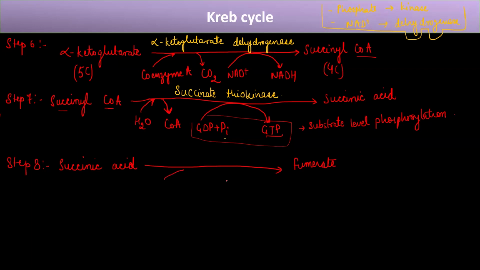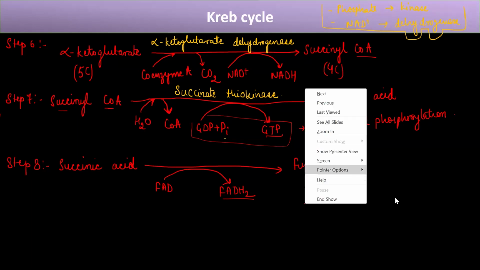And it utilizes FAD. Like I said in the first slide related to the Krebs cycle, we will see another coenzyme, that is FAD. And this FAD undergoes reduction to form FADH2. So it is just like NADH. The difference is just that NADH leads to the production of a higher amount of ATP as compared to FAD, but both are similar. So this succinic acid gets converted into the compound fumarate.